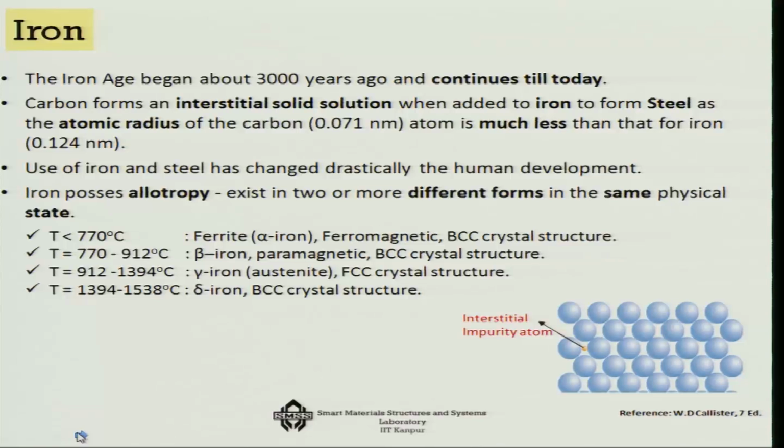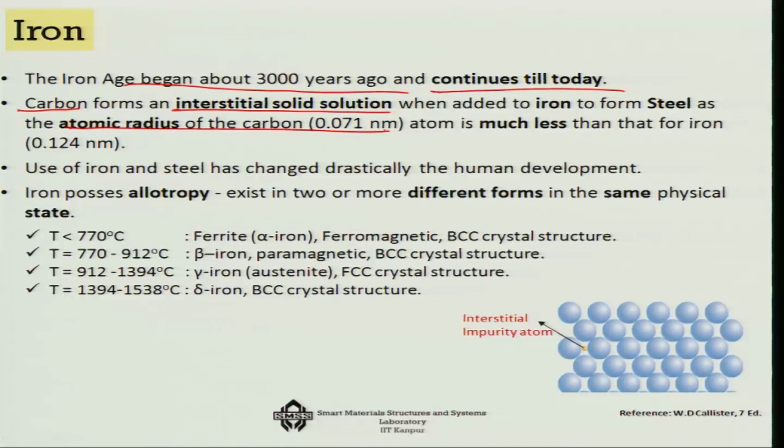So, the journey with iron, as I earlier told you, began about 3000 years ago and it is still continuing today. One of the most important alloying materials in iron is carbon, which forms an interstitial solid solution. Now, what is this interstitial solid solution? First of all, solid solution means that both the solute and the solvent are in the solid state itself, in this case the iron and the carbon.